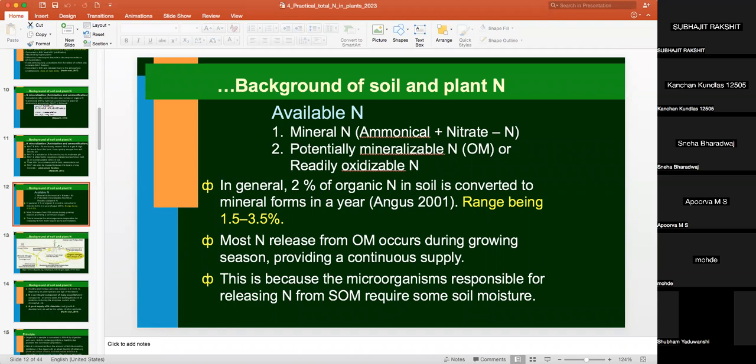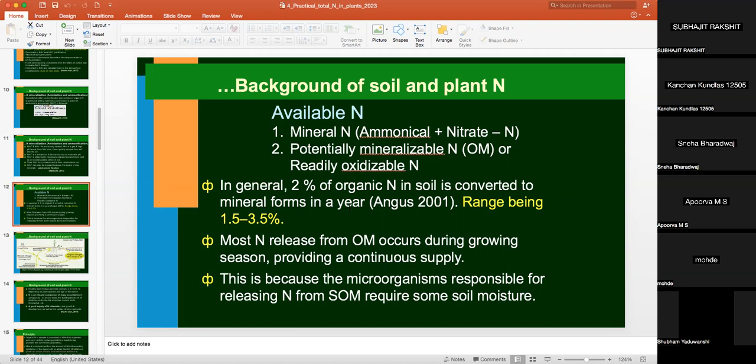One is mineral nitrogen, ammoniacal and nitrate, which is freely available in soil, and the other potential source is organic matter that can be mineralized during the growing period of the crop, which is known as potentially mineralizable or readily oxidizable nitrogen. Remember this: in general, 2% of organic nitrogen in soil is converted to mineral forms in a year. This is an average, general value.